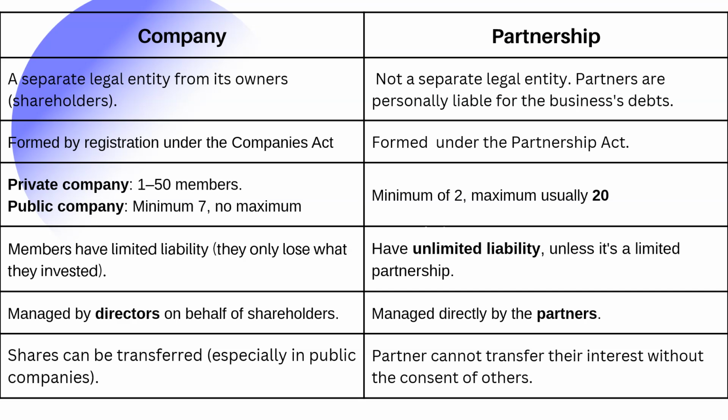And then members have limited liability on the side of company. They only lose what they invested. Now, there is the element of limited and unlimited liability. So it is further expounded here that when we talk about limited liability, in case of debt and we want to wind up, then we can only lose what we invested. But we are seeing on the side of partnership, they have unlimited liability unless it's a limited partnership. We are going to be seeing that at the end of our discussion on this lecture.